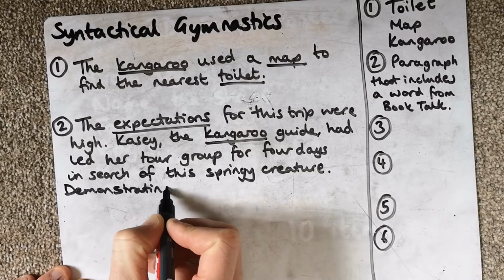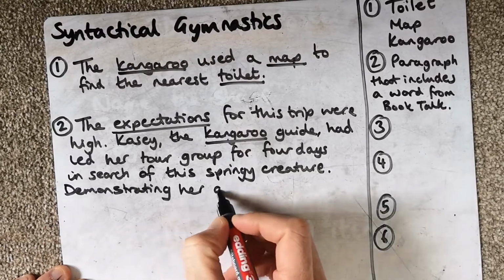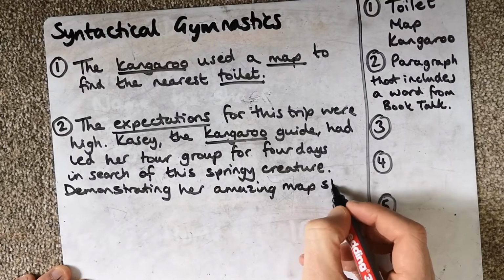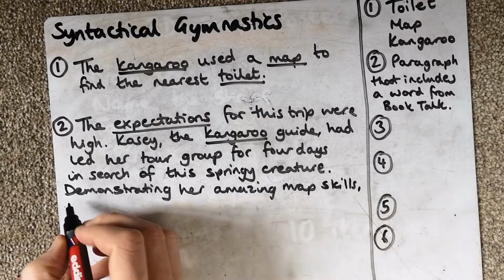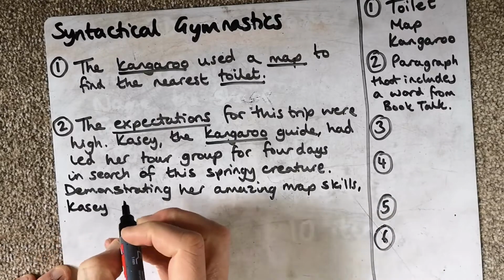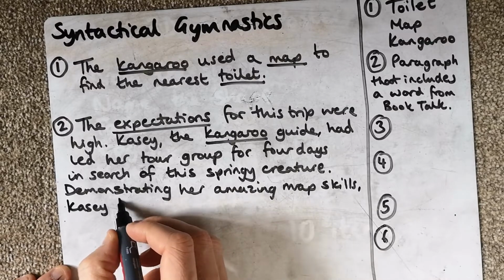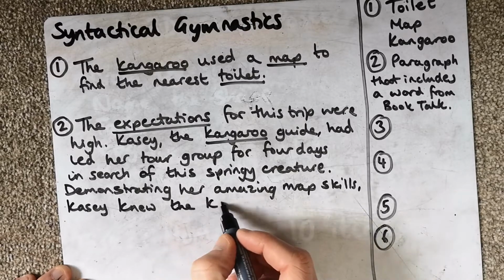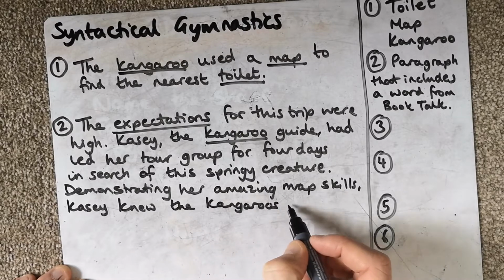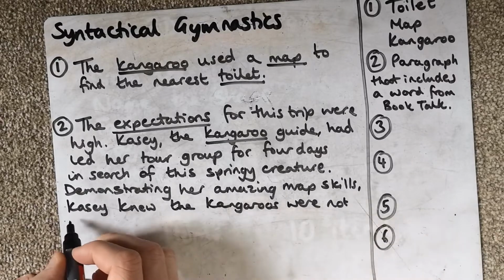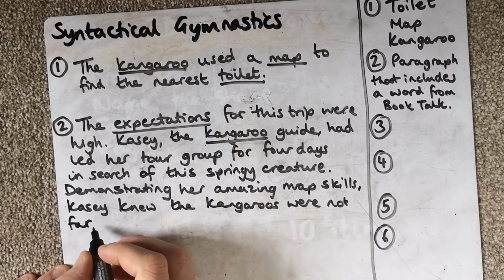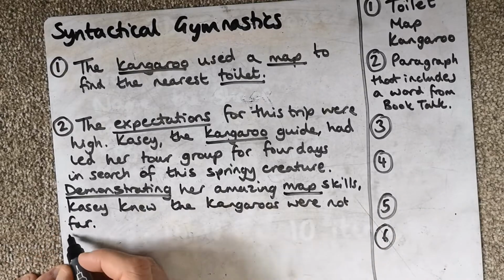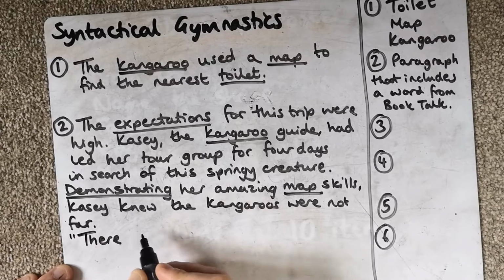Demonstrating, another word from the book, her amazing map skills, Casey knew the kangaroos were not far. So map there, demonstrating is another word I had to use. You put a bit of speech in, you can do the same.